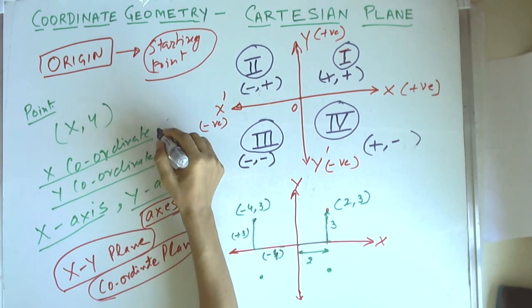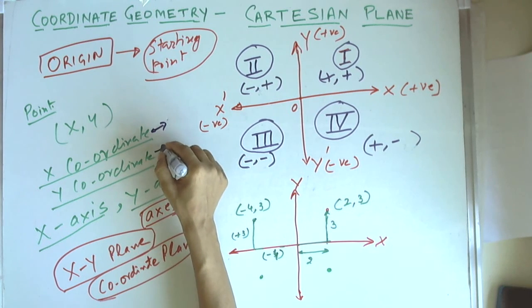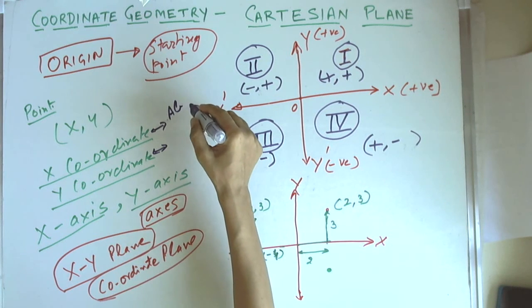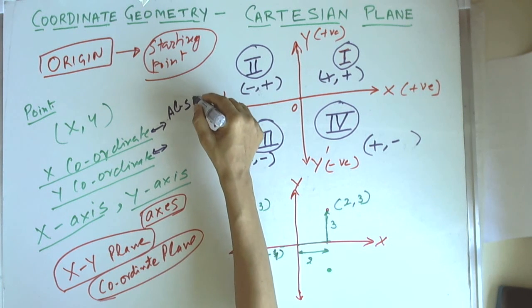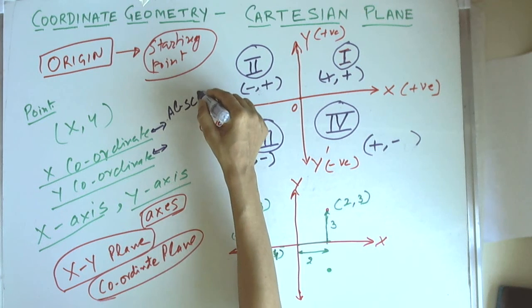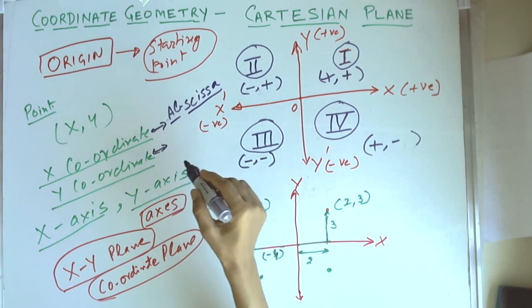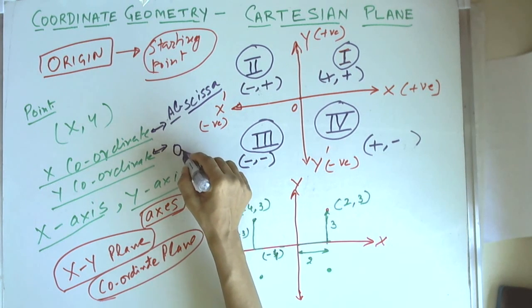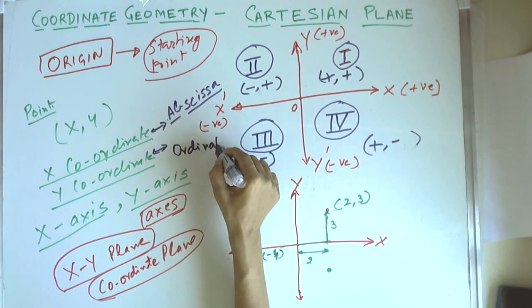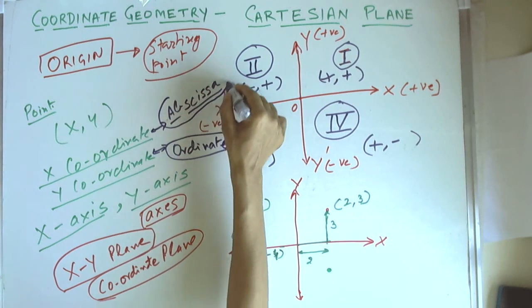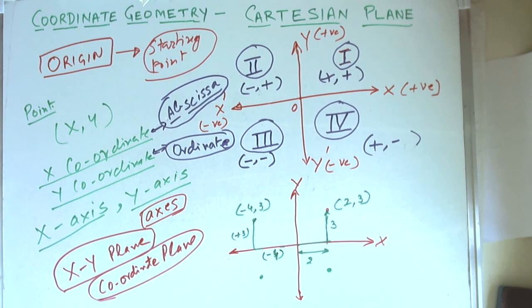And for x coordinate and y coordinate also there are other names. Sometimes the examiner may confuse you. The x coordinate is called abscissa, spelled A-B-S-C-I-S-S-A, abscissa. And the y coordinate is also called ordinate. So these are the two other names. Sometimes in the examination they may use the wording ordinate and abscissa, but they basically mean the same.